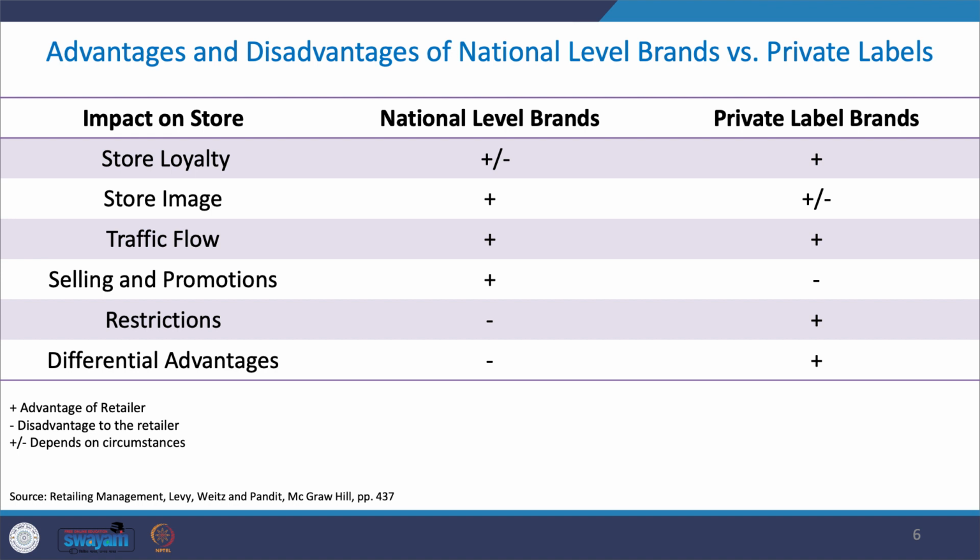Now if you talk about the impact on store with respect to store loyalty, for private label brands this is definitely a plus, plus as in advantage to the retailer. But for national level brands it can indeed be plus and minus both. Plus, if you have something which is very exclusive, as we can consider the case of OnePlus only being available on Amazon, right? We had discussed this earlier also.